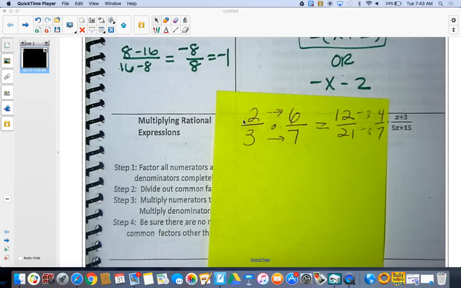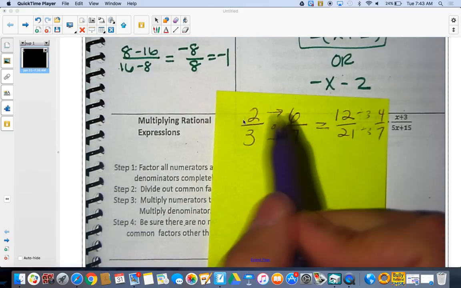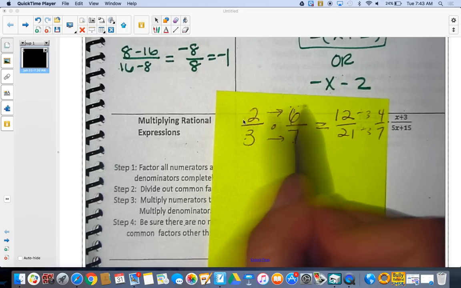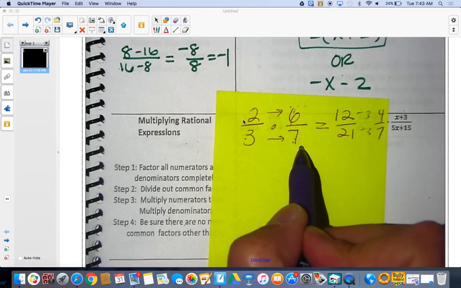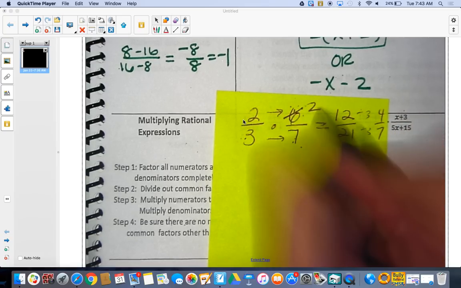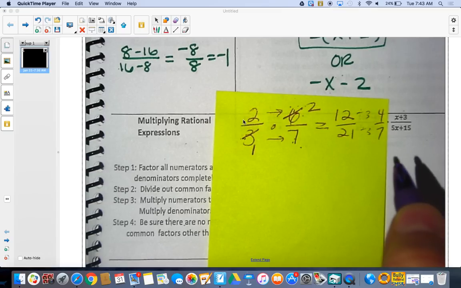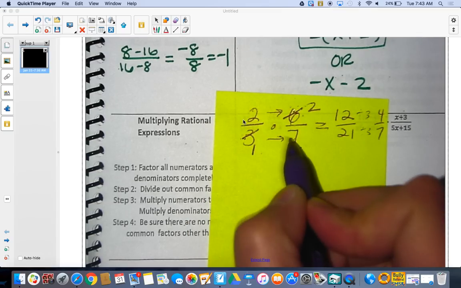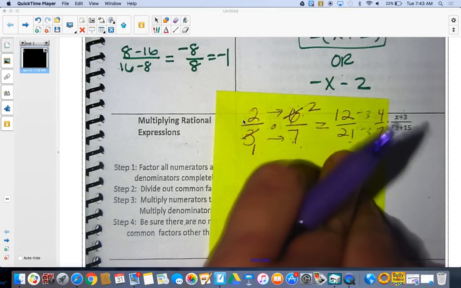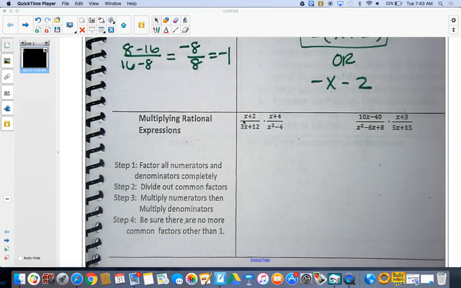But you should have learned to factor out a GCF before you multiply straight across. As long as you have a numerator and denominator, they could be on top of each other or diagonal from each other, if they have a common factor. 6 and 3 have a common factor 3, so 6 divided by 3 is 2, 3 divided by 3 is 1, 2 times 2 is 4, 1 times 7 is 7. We're going to use that same concept when we multiply these rational expressions.